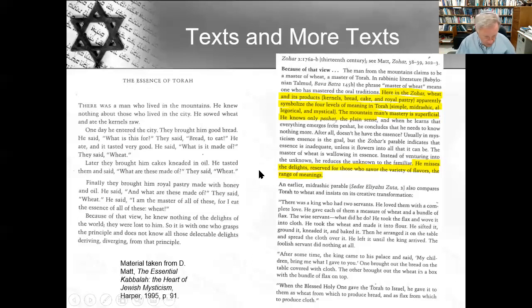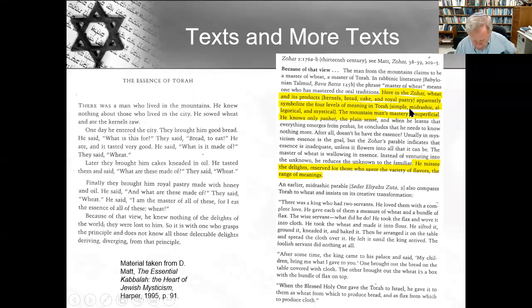He tasted them and said, what are these made of? They said, wheat. Finally, they brought him a royal pastry made with honey and oil. He said, and what are these made of? They said, wheat. He said, I am the master of all of these, for I eat the essence of all of these, wheat. Because of that view, he knew nothing of the delights of the world. They were lost to him. So it is with one who grasps the principle, but does not know all the delectable delights diverging from that principle.